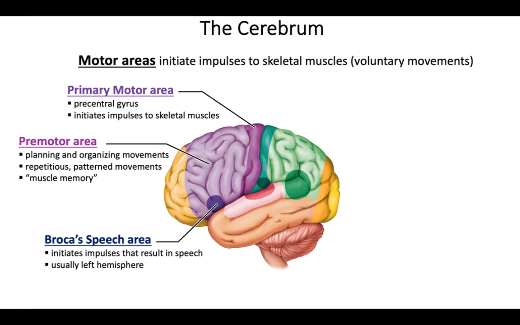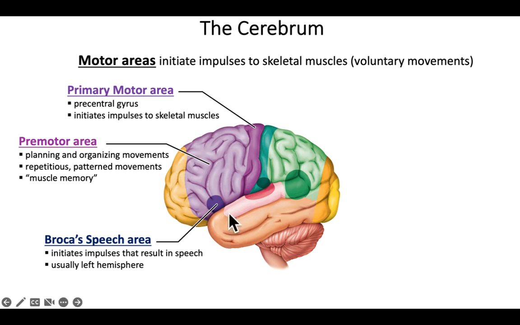So when you have repetitive pattern movements, and you've done these movements over and over and over again, the premotor area develops the ability to do this very well. All right, so muscle memory. Riding a bike involves muscle memory. Driving a car involves muscle memory. All right, so that's done in the premotor area, planning and organizing movements.